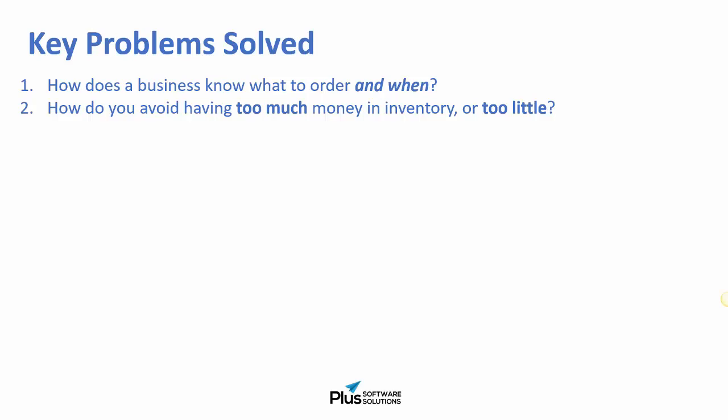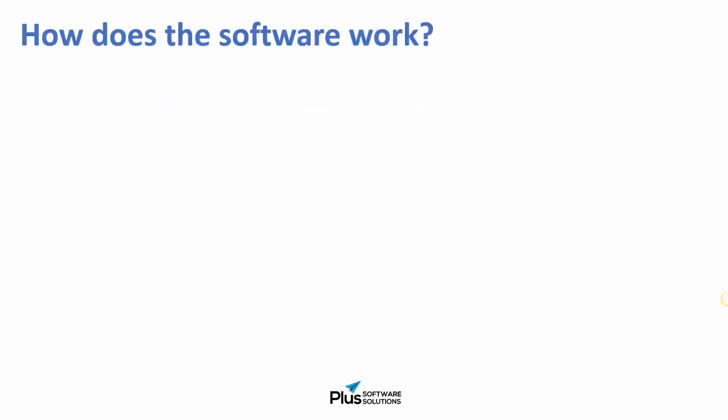The key problems that IR solves is how do you know as a business what to order and when to order it? And then how do you avoid having too much of your hard-earned money tied up capital-wise in inventory? Or how do you avoid having too little, in other words, leading to stock outages? So before I show you the software, it's good to have some context on how it actually works.